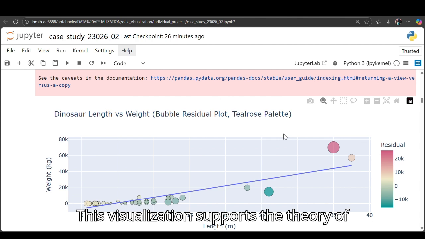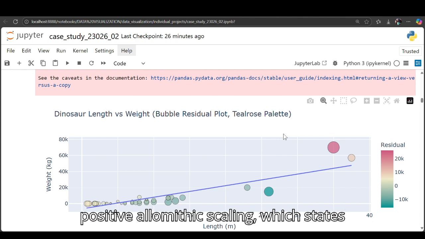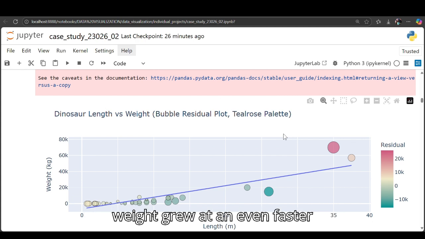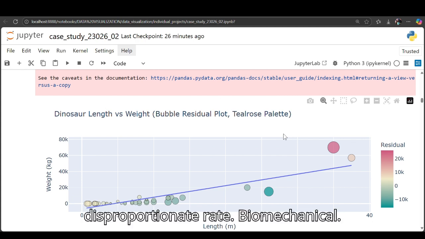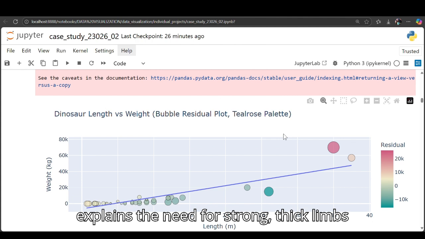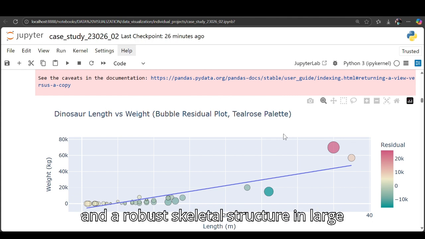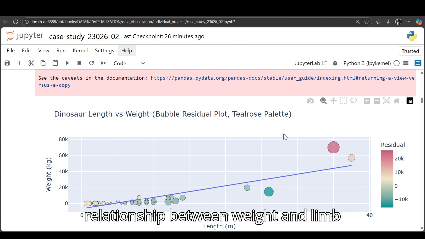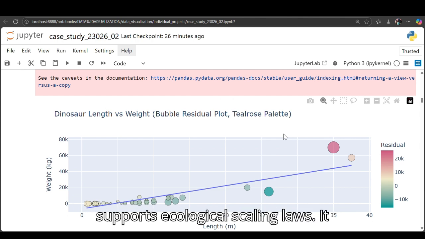This visualization supports the theory of positive allometric scaling, which states that as dinosaur length increased, their weight grew at an even faster, disproportionate rate. Biomechanical: the accelerated increase in weight explains the need for strong, thick limbs and a robust skeletal structure in large dinosaurs like sauropods. Ecological: the relationship between weight and length supports ecological scaling laws.